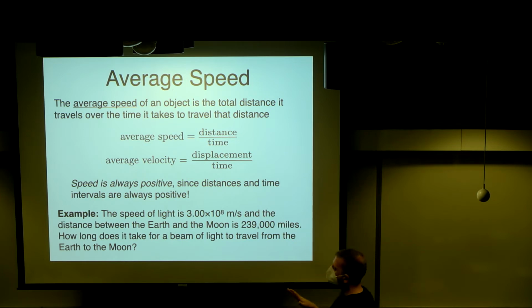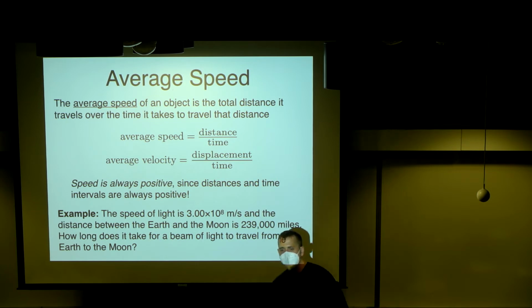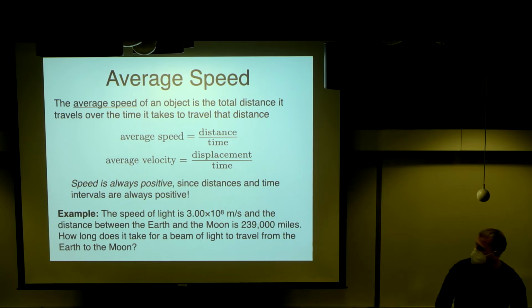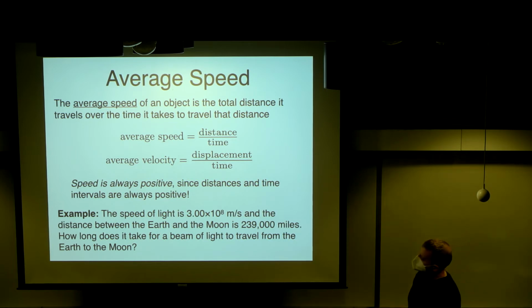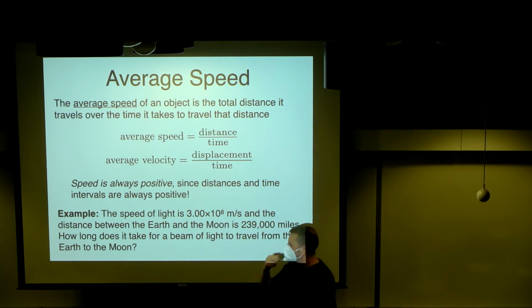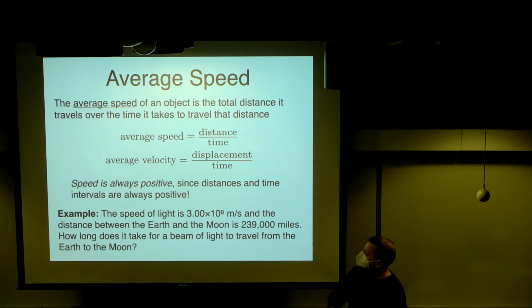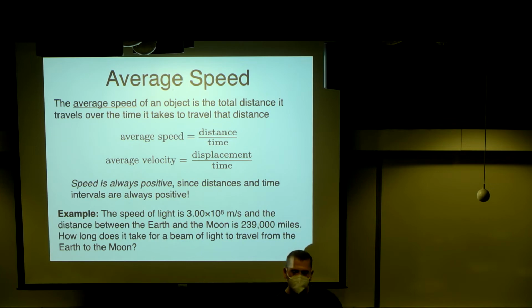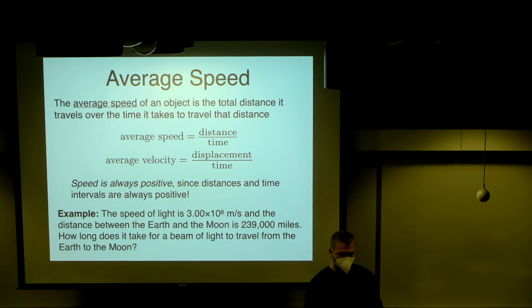So with that said, let's do a quick example calculation where we use this definition of average speed. The speed of light, which is actually the fastest speed in the universe, is 3 times 10 to the 8 meters per second. The distance between the Earth and the Moon is 239,000 miles. So the question I'm asking here is, how long does it take for a beam of light to get from the Earth to the Moon? If I were to shine a laser pointer at the Moon, how long would it take before you see a spot on the Moon? And to do this, we're just going to use the definition of speed that you see up here. Okay?